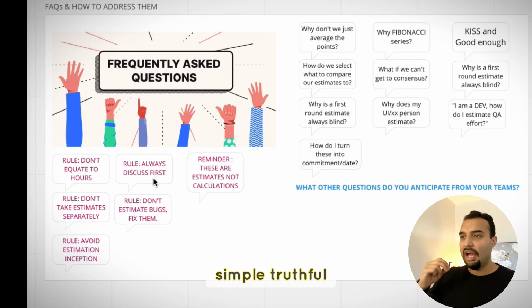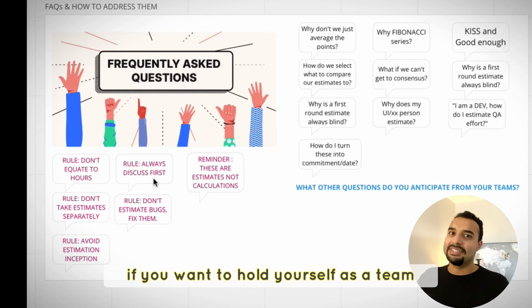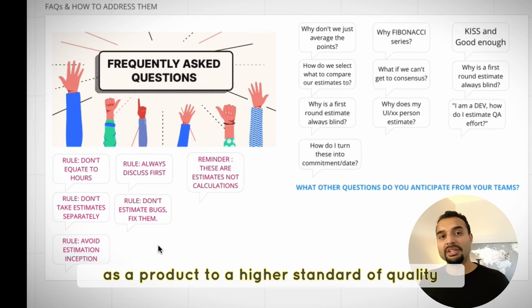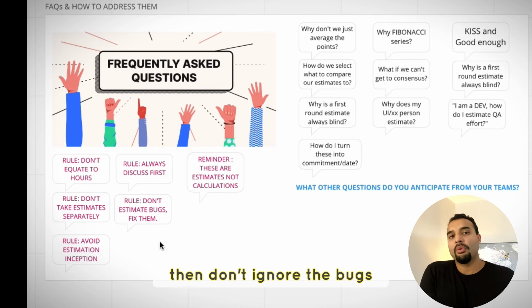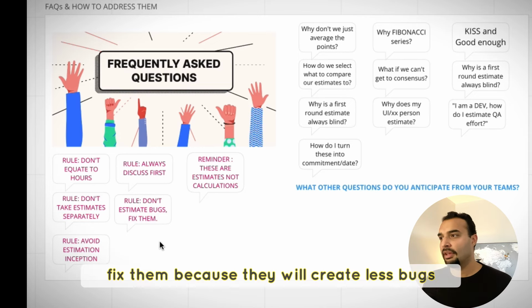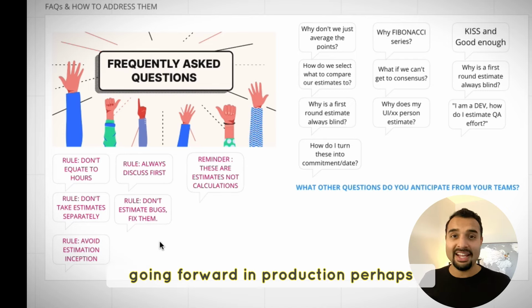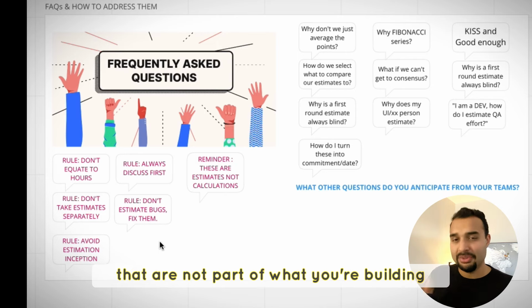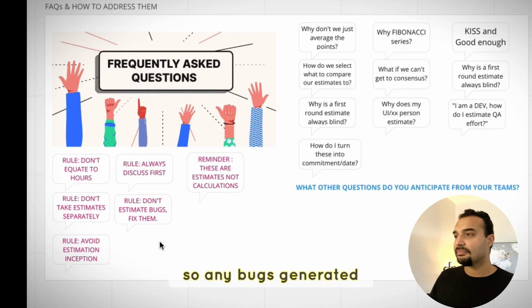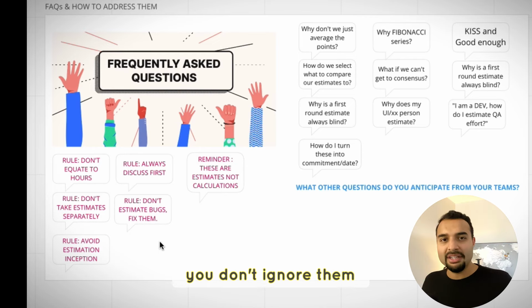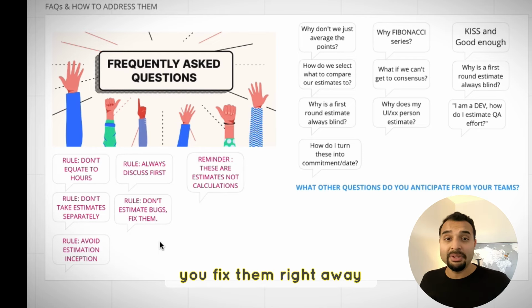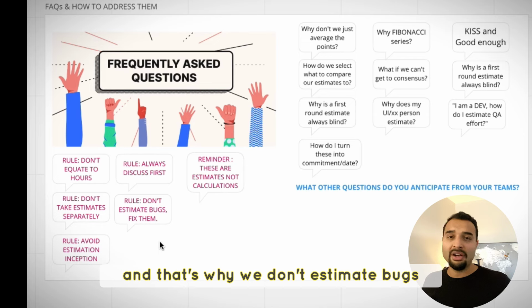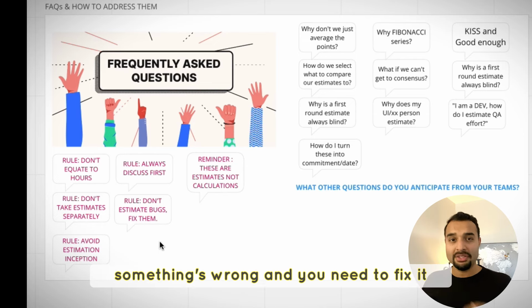Don't estimate bugs, fix them. Simple, truthful. If you want to hold yourself as a team, as a product, to a higher standard of quality, then don't ignore the bugs that are coming out of the system. Fix them, because they will perhaps create fewer bugs going forward in production, which means fewer bugs that are not part of what you're building coming into the system. So any bugs generated, you don't ignore them, you fix them right away. That's why we don't estimate bugs, because they don't provide value. Something's wrong and you need to fix it.